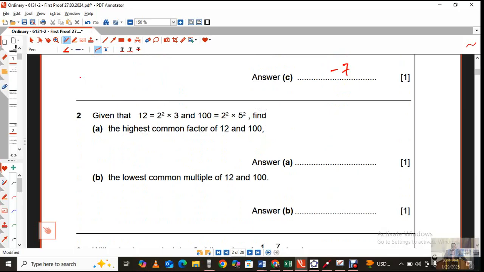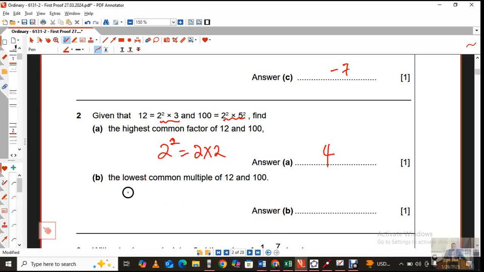Given question 2, you are given 12 as 2 squared times 3, and 100 as 2 squared times 5 squared. They want you to find the highest common factor of 12 and 100. Now, finding the highest common factor, you have to look at what is common here that is also common there. As you can see, it's 2 squared. The times 3 and times 5 squared are not common to both of them. So the answer would be 4, which is what 2 squared is.